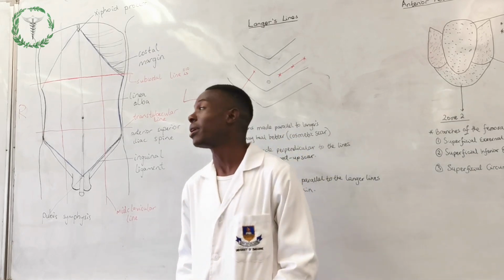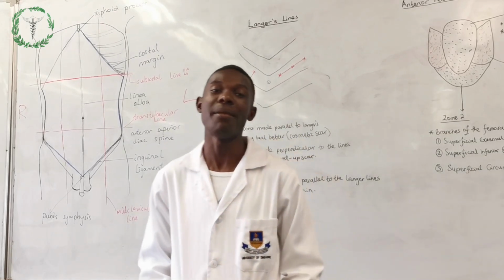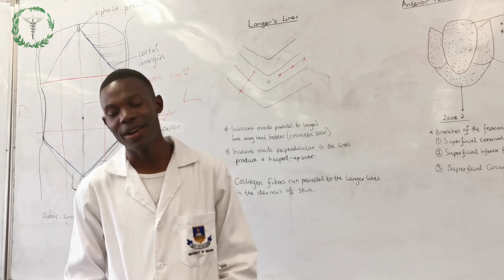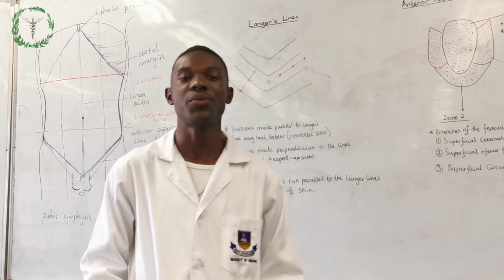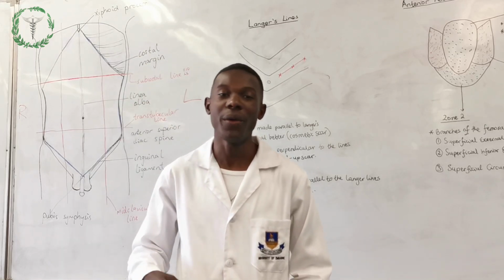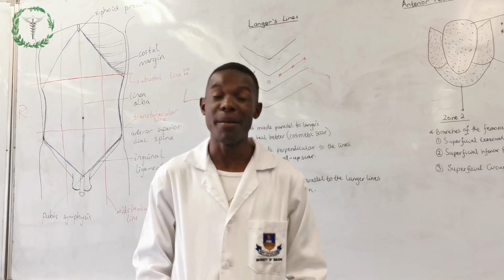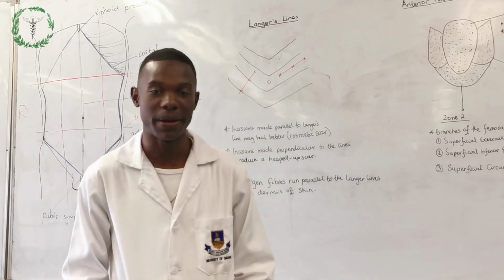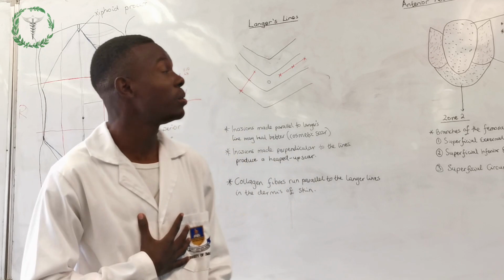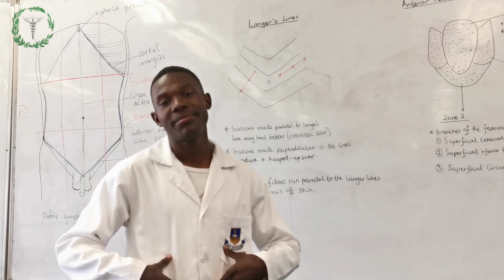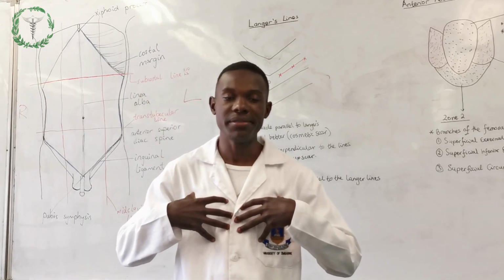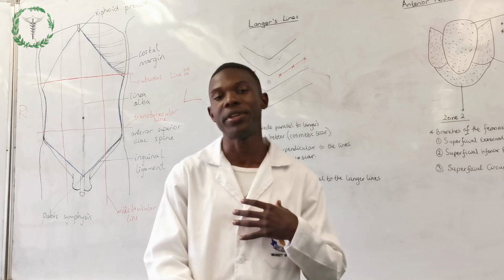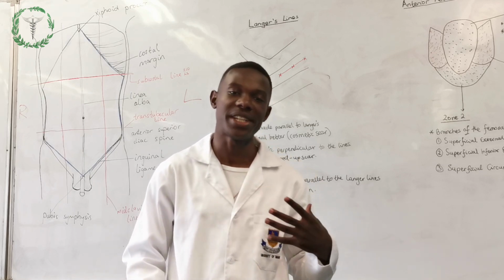So today we are going to talk about the anatomy of the abdomen. In our previous sections we were talking about the thorax, so now we are proceeding with the anatomy of the abdomen. Now, where is the abdomen found? Basically, the abdomen is between the pelvic region and the thoracic region.